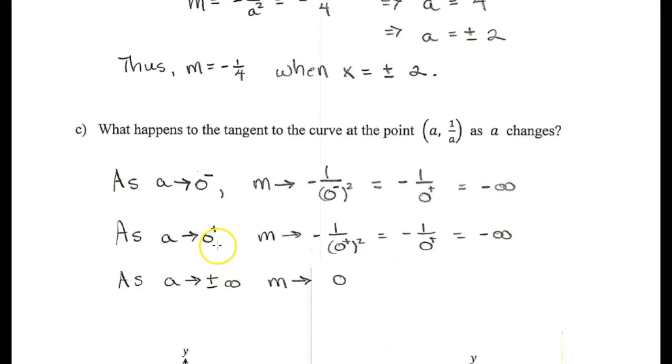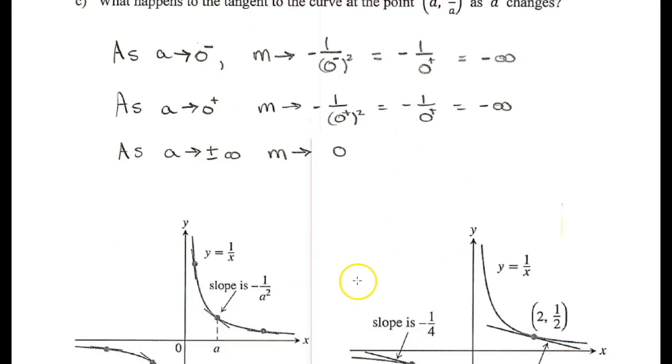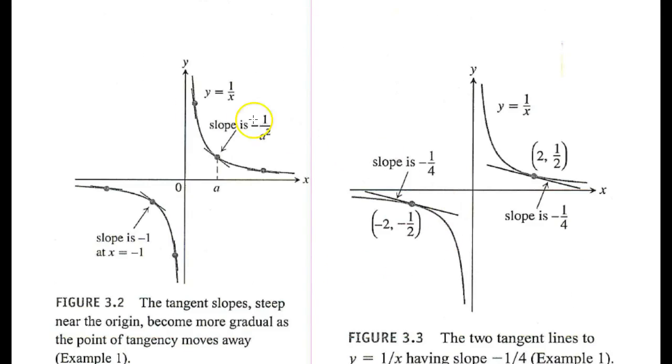As a approaches 0 from the right, the slope approaches minus 1 over a tiny positive number. 0 from the right squared is still a tiny positive number, so that also approaches minus infinity. And then as a approaches either plus or minus infinity, you can see that minus 1 over a squared, or minus 1 over a huge, huge number, approaches 0. And you can kind of see all the stuff that we just talked about in these two pictures here.